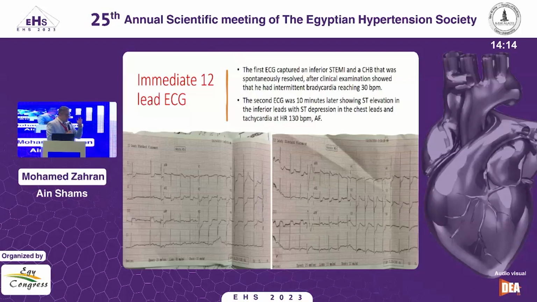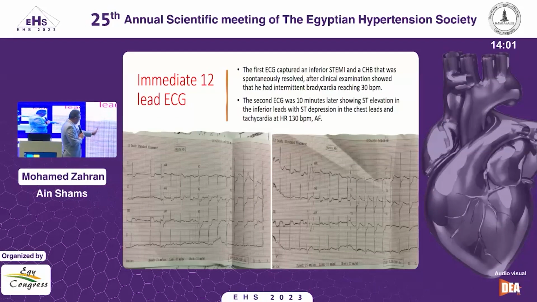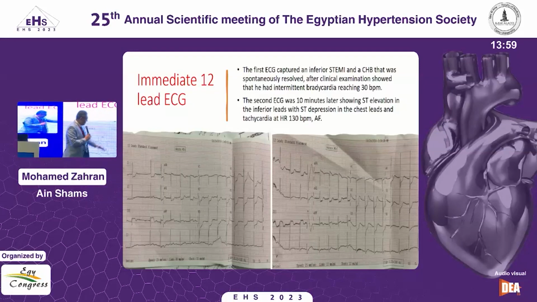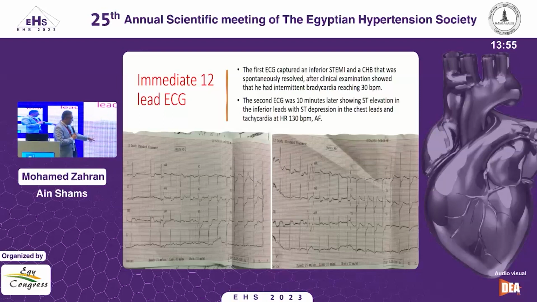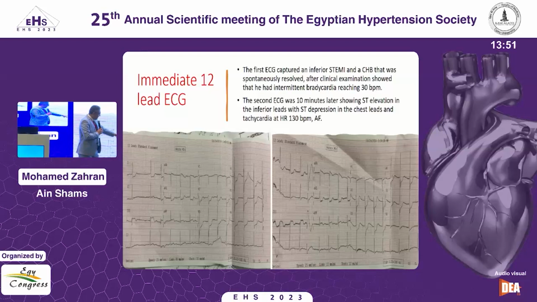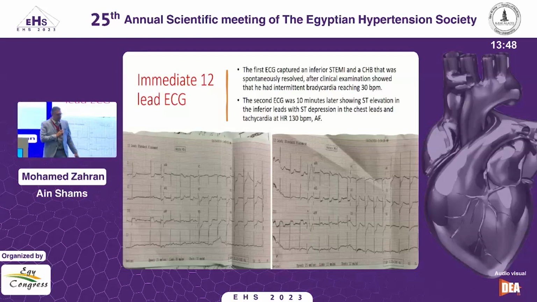So the resident told me that he caught something like a severe bradycardia on the monitor, which was just caught in the first 2 or 3 beats, and then the regular ECG was recorded. The heart rate here is nearly around 30 beats per minute, and here you can see there is an inferior ST segment elevation with ST segment depression in the chest leads and the lateral leads.